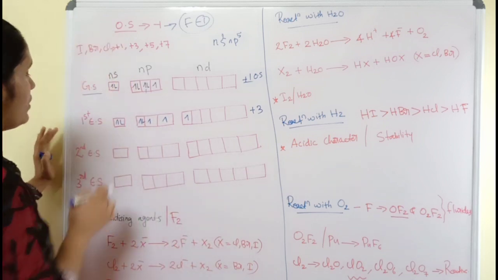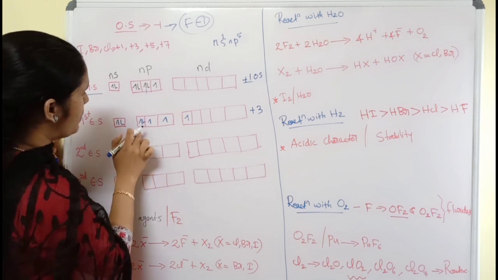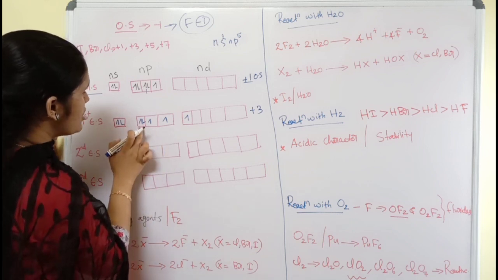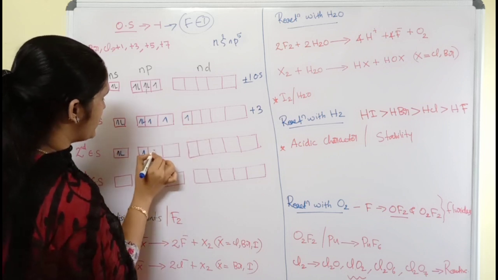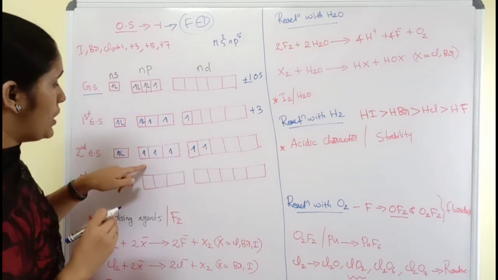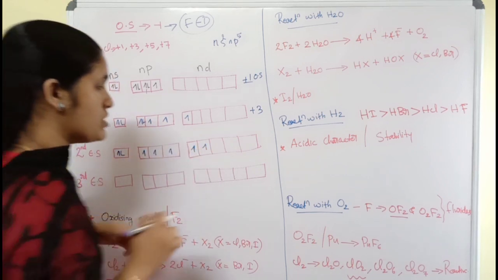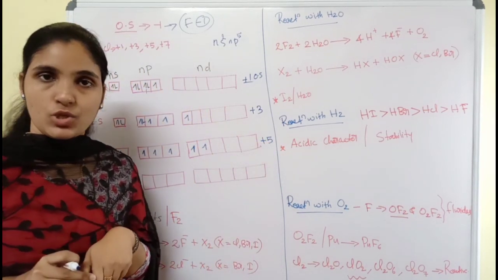Okay. And then in the second excited state, the ns electrons remain the same, but the np electrons again, from the first orbital, get excited to the second nd orbital. That means the arrangement will be like this. So we will get a total of 5 unpaired electrons. So in this case, halogens exhibit +5 oxidation state.